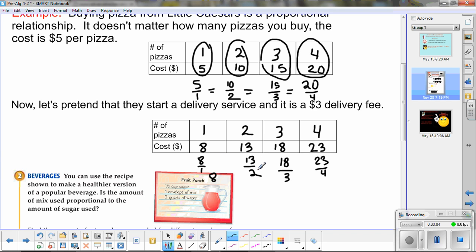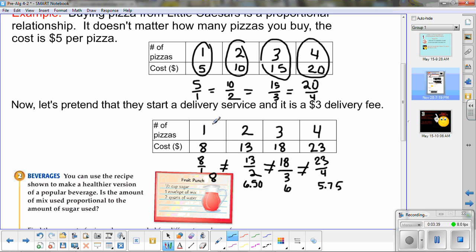13 over 2, if you take 13 and divide it by 2, it's going to end up being $6.50 per pizza. And then 18 divided by 3, that's going to work out to be $6 per pizza. And 23 divided by 4, that's going to be $5.75 per pizza. These ratios are not equivalent, so it is not proportional.